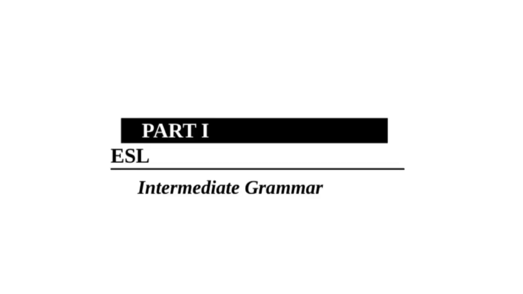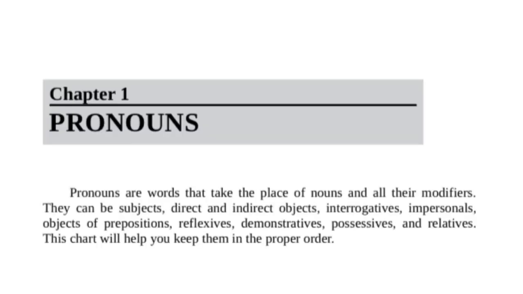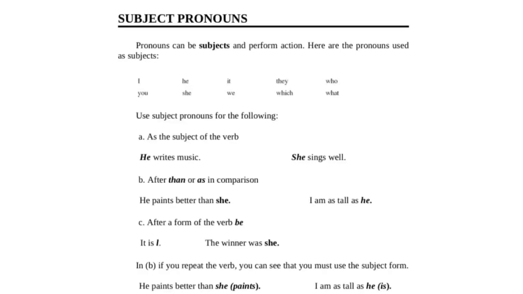So basically we'll be covering the intermediate grammar section, which is part 1. Chapter 1 will be about pronouns. Pronouns are words that take the place of nouns and all their modifiers, so they can act as subjects, direct and indirect objects, interrogatives, impersonals, objects of prepositions, reflexives, demonstratives, possessives, and relatives.